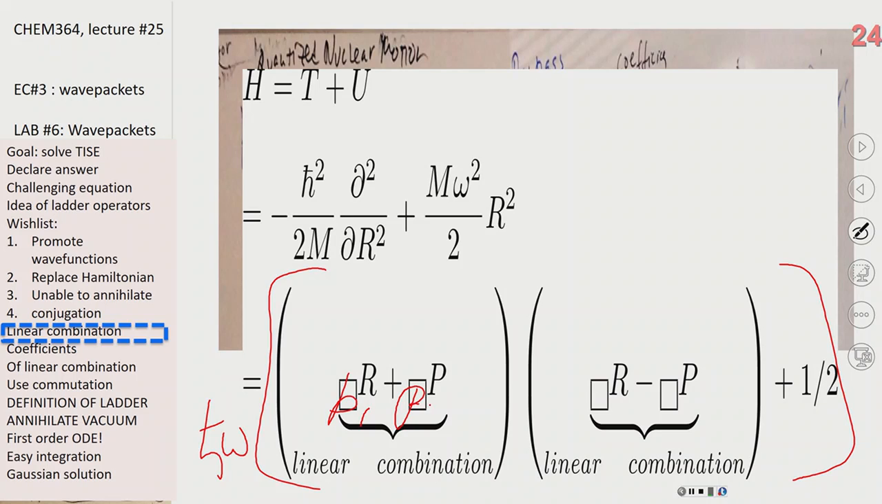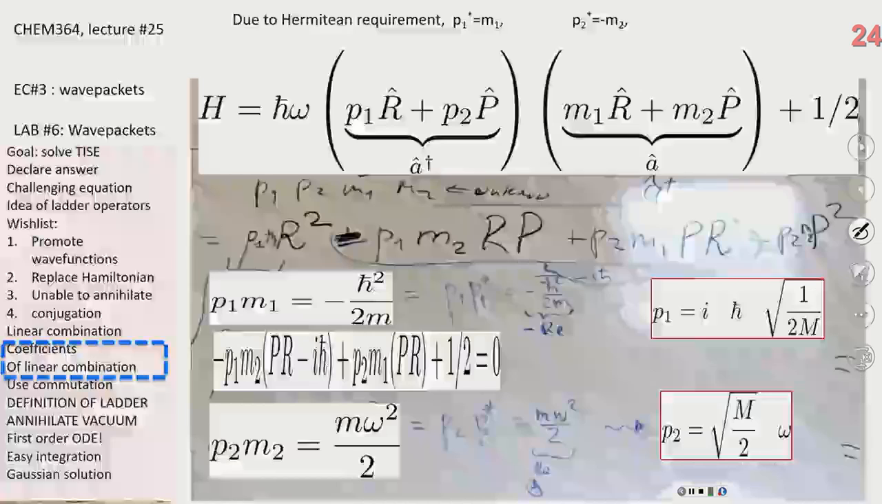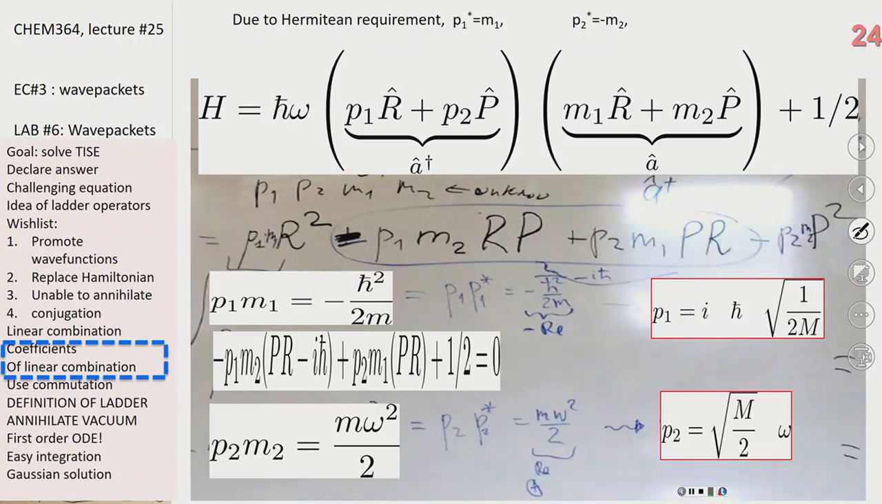P1, P2, P1, P2. And by opening these brackets, we should get this equation. I will wake you up when there will be a solution. So if we are opening the bracket, there will be square terms, there will be cross terms, and note that in cross terms, the order of R and P will be different. You already know that quantum operators do not commute. If you swap the order, there is a penalty.